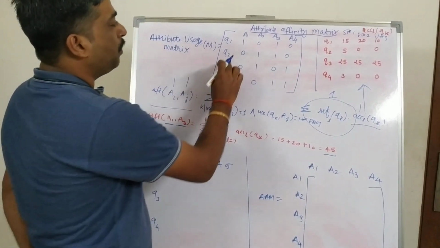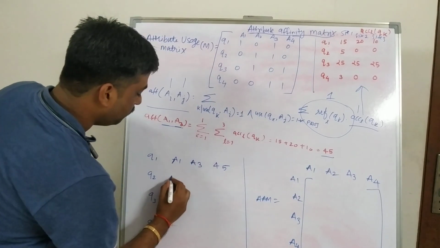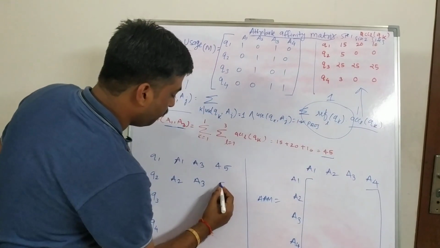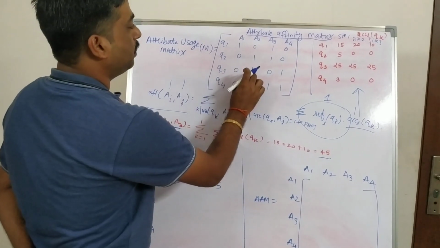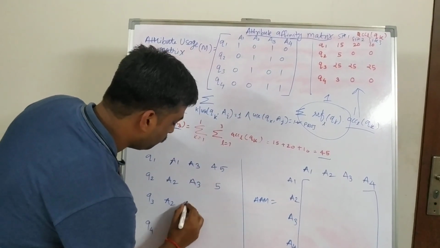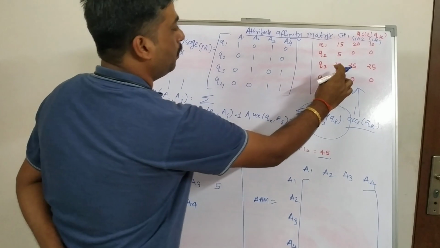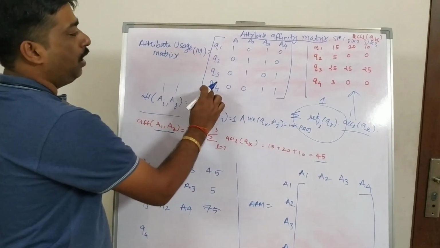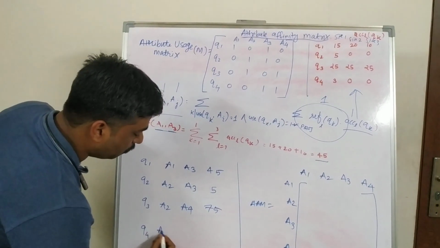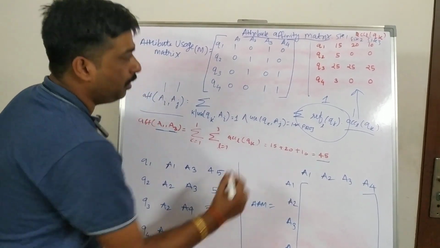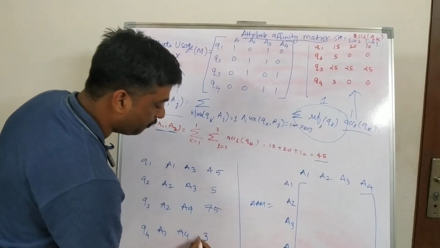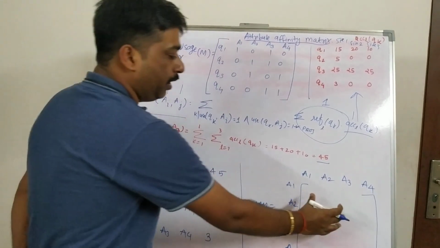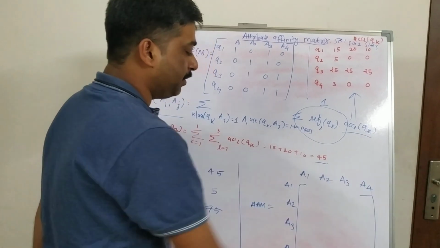For Q2 accesses A2 and A3, so the total sum is 5. Q3 accesses A2 and A4, and the total sum is 25 plus 25 plus 25 comes out to be 75. And Q4 accesses A3 and A4, and the total sum is 3. Now by using this table we can calculate the attribute affinity matrix.